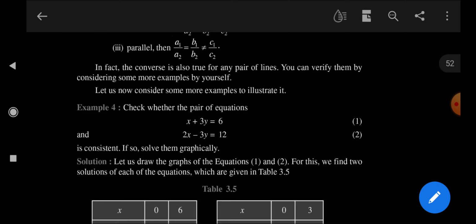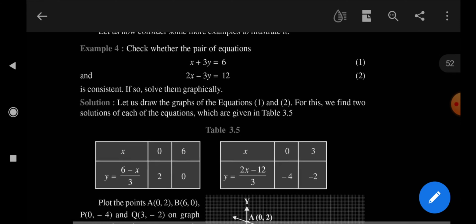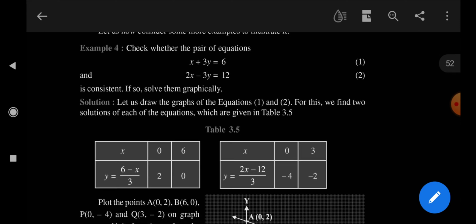In fact, the converse is also true for any pair of lines. You can verify them by considering some more examples by yourself. Let us consider some more examples to illustrate it. Example number 4. Check whether the pair of equations x plus 3y is equal to 6 and 2x minus 3y is equal to 12 is consistent or inconsistent. If so, solve them geometrically.